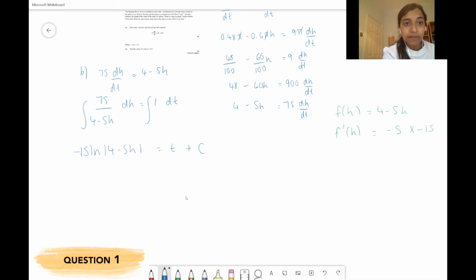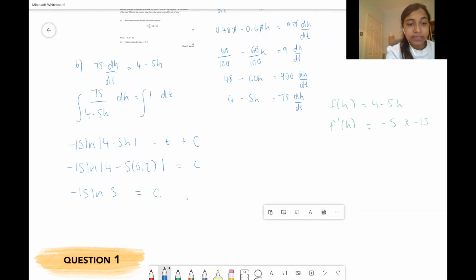If we do that, we have minus 15 ln of 4 minus 5 times 0.2, which is equal to, t is just 0, so that's equal to c. Then 4 minus 5 times 0.2 gives us minus 15 ln 3 is equal to c. Then if we plug that in, we get minus 15 ln of 4 minus 5h is equal to t minus 15 ln 3.